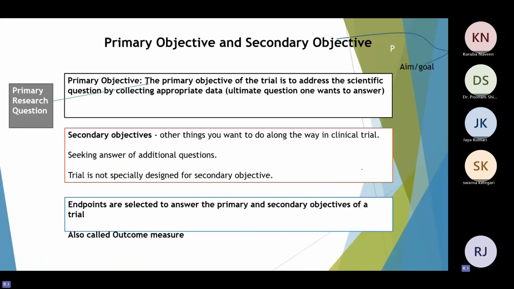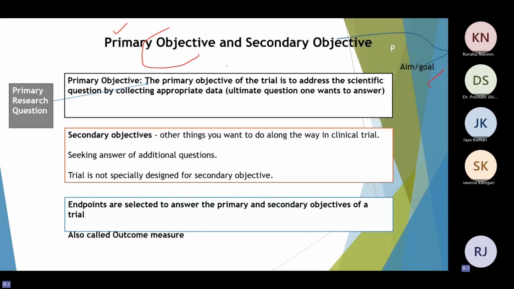If no questions, then I can initiate the next topic: the primary objective and the secondary objective. This is very critical, okay? So what is a primary objective? Whenever we have to determine anything in our work, we always set the objective, right? We always set the goal. The same thing applies in the clinical trial as well. Primary objectives or secondary objectives are nothing but the goal or aim of why we are doing that particular trial.